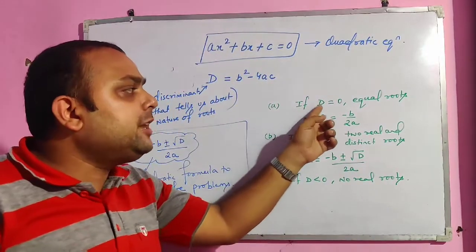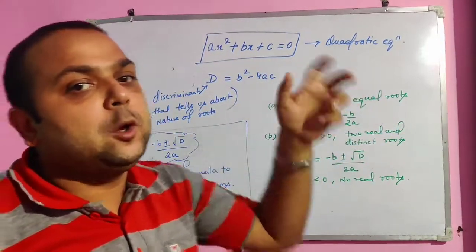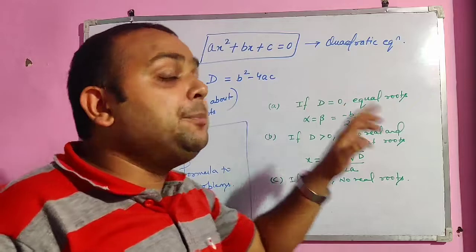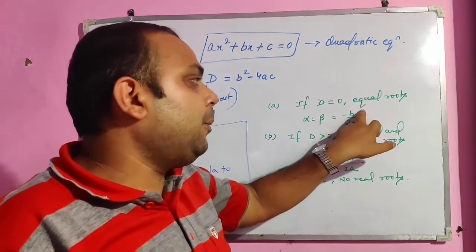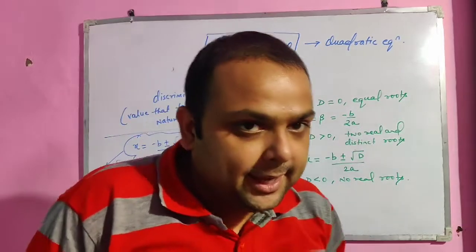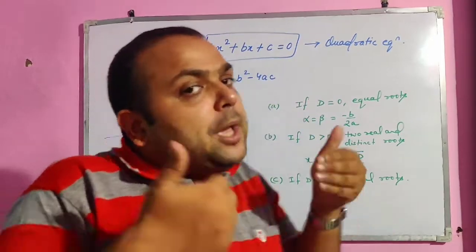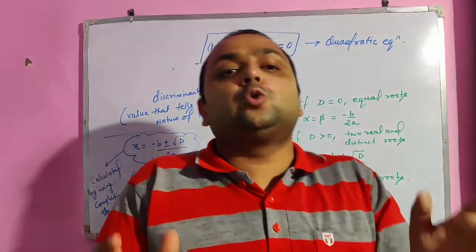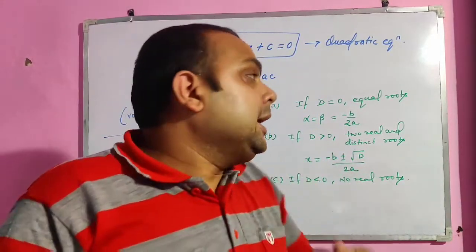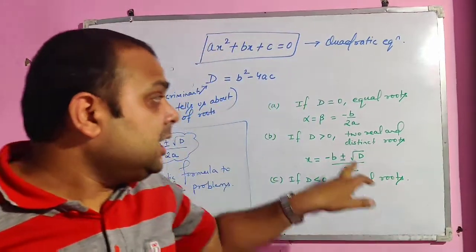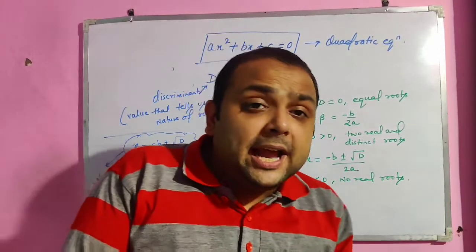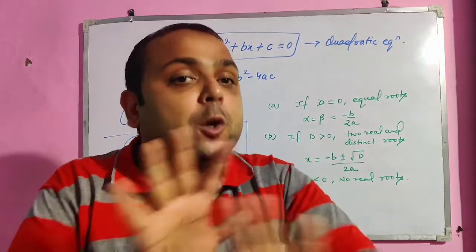If the value of D is equal to 0, the roots should be equal, that is alpha and beta are equal, and to calculate that we should apply this formula: minus b upon 2a. This formula needs to be applied when both the roots are equal. Next, if D is greater than 0, the value is positive, then the two roots should be real and distinct. They should not be equal.